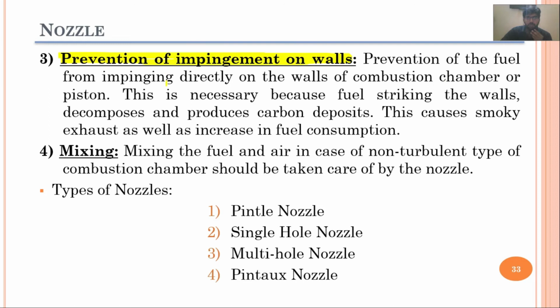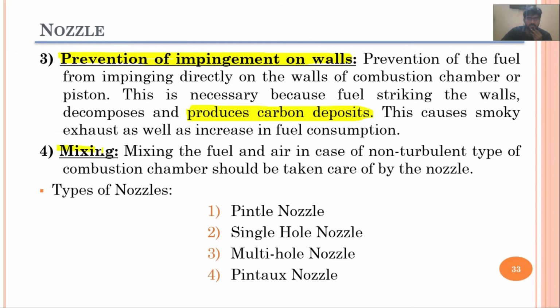Prevention of fuel from impinging directly on the walls of the combustion chamber or piston. This is necessary because fuel striking the wall decomposes and produces carbon deposits. Instead of getting combusted, it will get decomposed and carbon will be deposited on the walls of this combustion chamber. This causes smoky exhaust as well as an increase in fuel consumption.